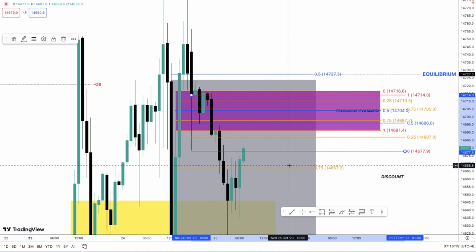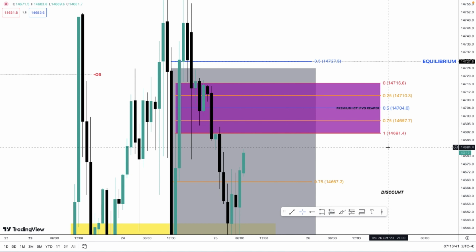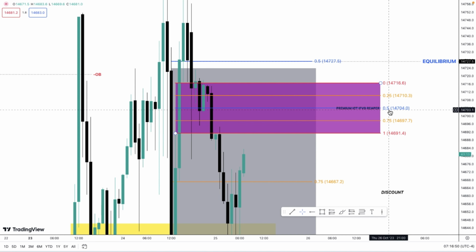Let's go back to the inversion fair value gap discussion, the Reaper discussion. So, like I said, I'm looking at 5 specific prices. The 0, 75, midpoint, 25, and the high end. Now, when I'm looking at an ICT inversion fair value gap Reaper, I'm only interested in the midpoint, the consequent encroachment of the Reaper.